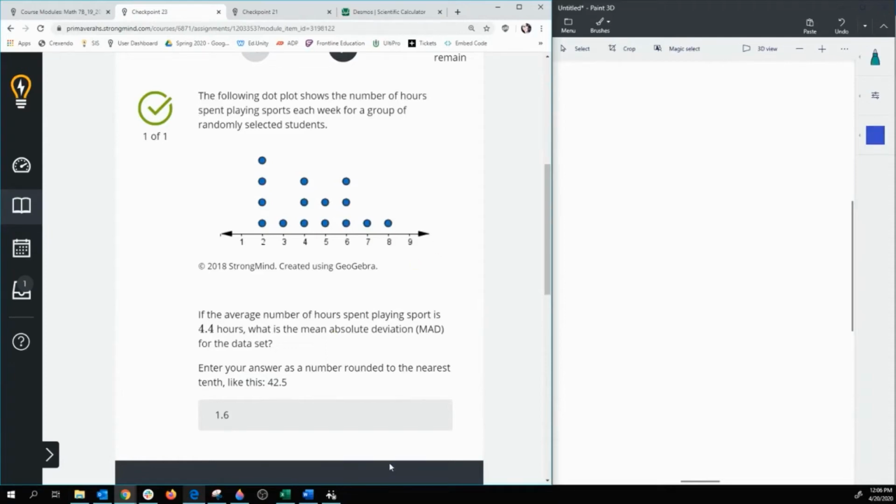All right, for checkpoint 23, on this first question, you typed in the right answer. 1.6 is correct. You probably took your average, which they gave you, and subtracted it from each one of these numbers, and then added those together, divided it by total number of dots to get your mean absolute deviation. Do you want me to go through this one? I can if you would like.